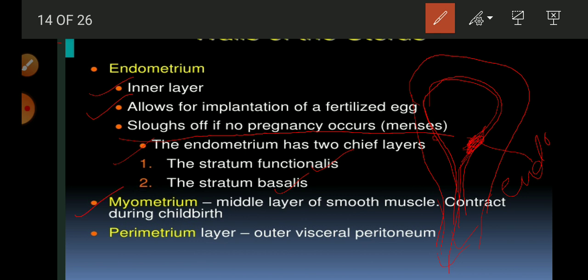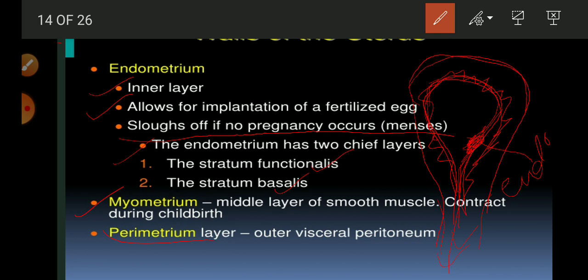Then we'll see the myometrium. The myometrium is the middle layer, which is this one, and it has smooth muscles. At childbirth or delivery, because it has smooth muscles, this layer contracts with the passage of time during the delivery process. So it contracts and relaxes for the childbirth.